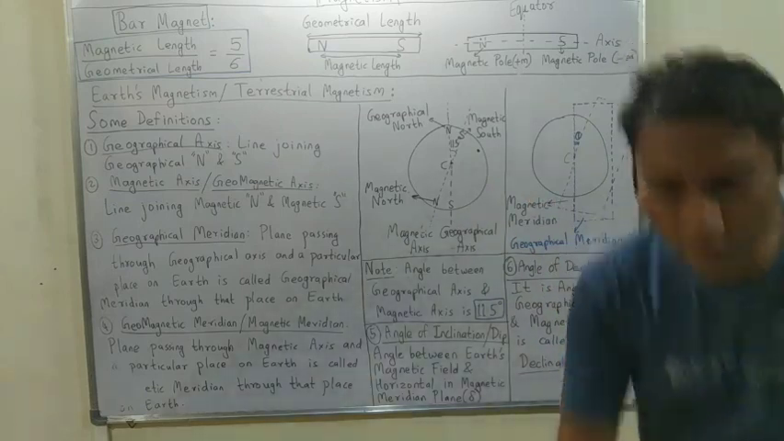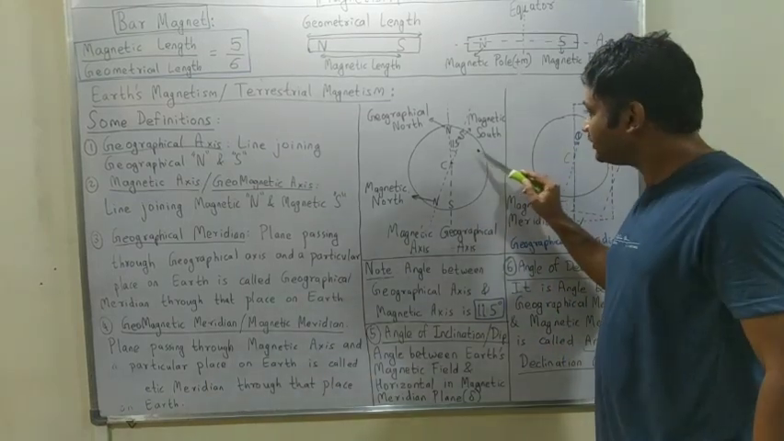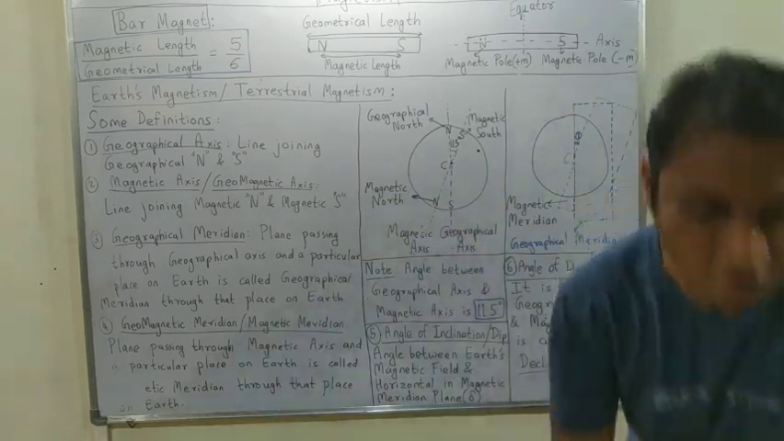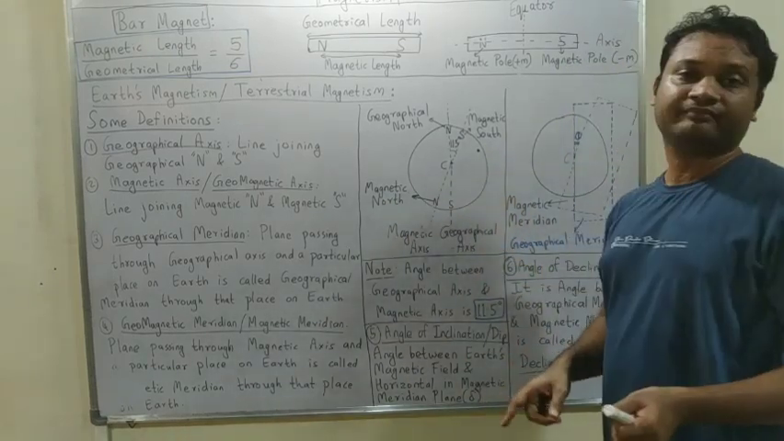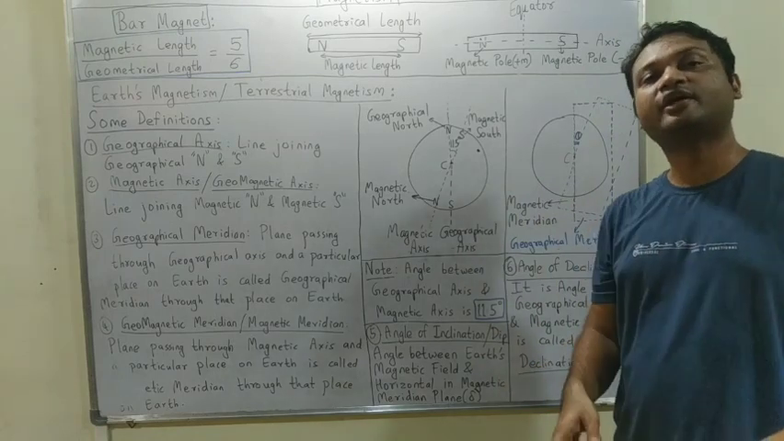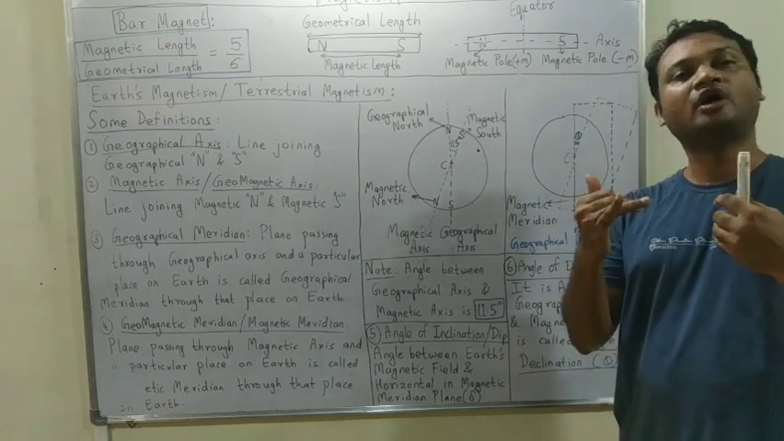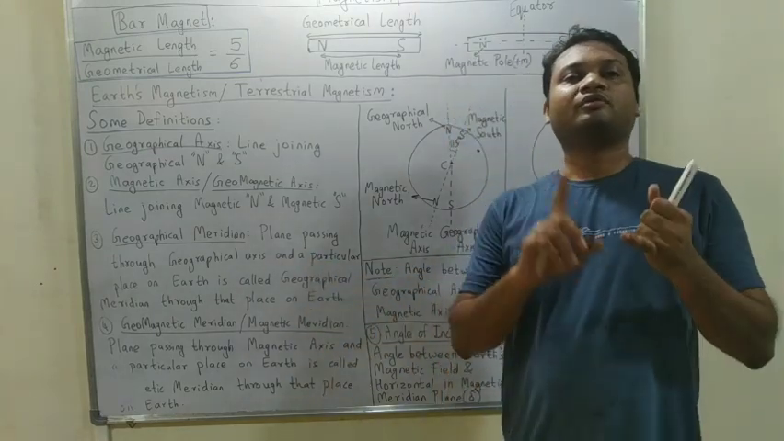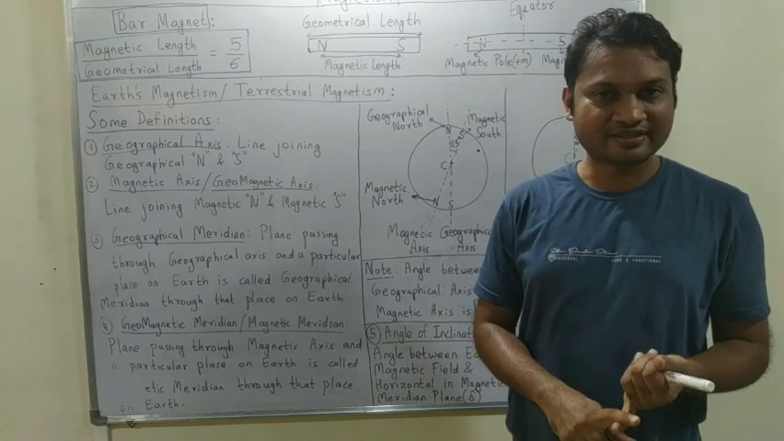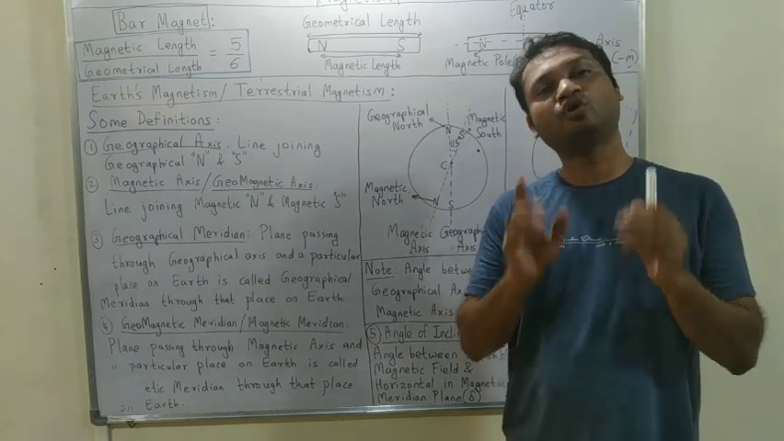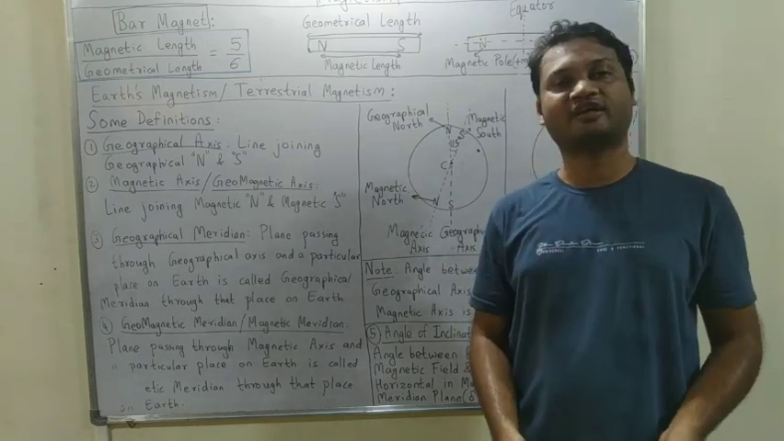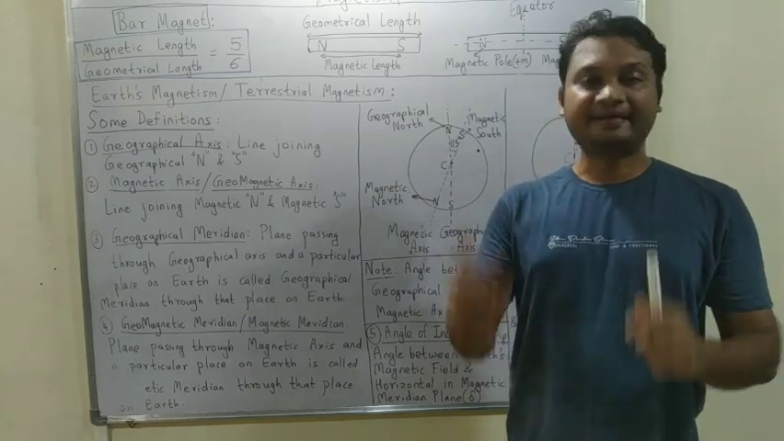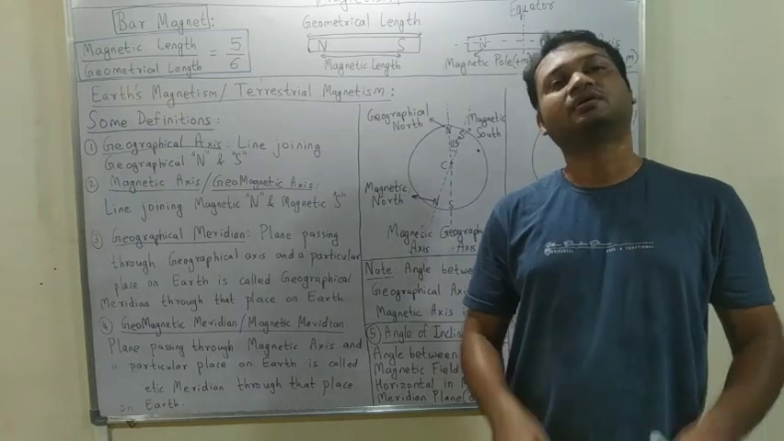The plane passing through a particular point on earth and passing through magnetic axis was shown by another name, which was magnetic meridian of earth through that place on earth. So these are the two definitions which we have. First definition, geographical axis: line passing through geographical north and geographical south. Magnetic axis: line passing through magnetic north and magnetic south.